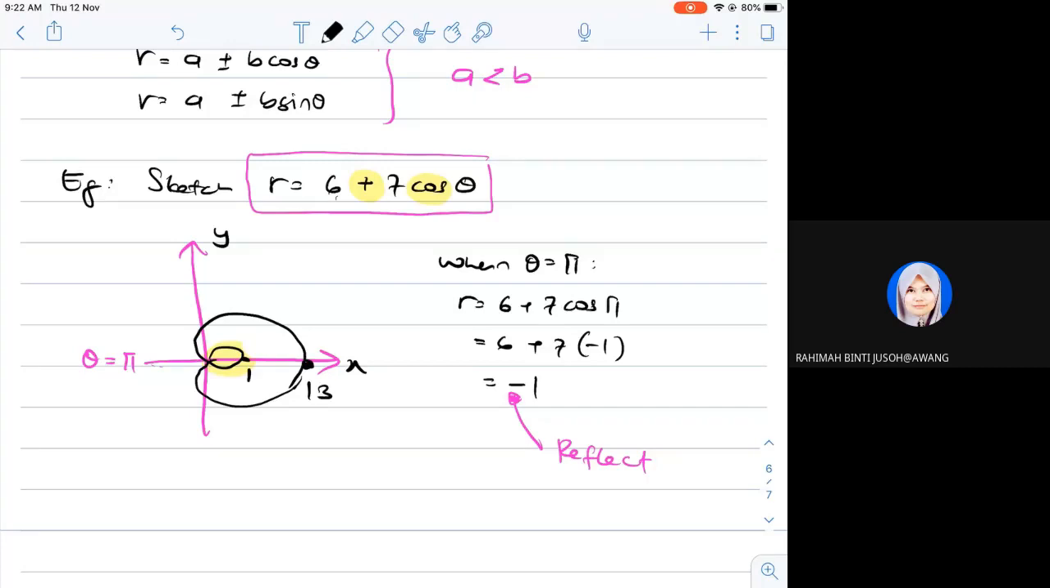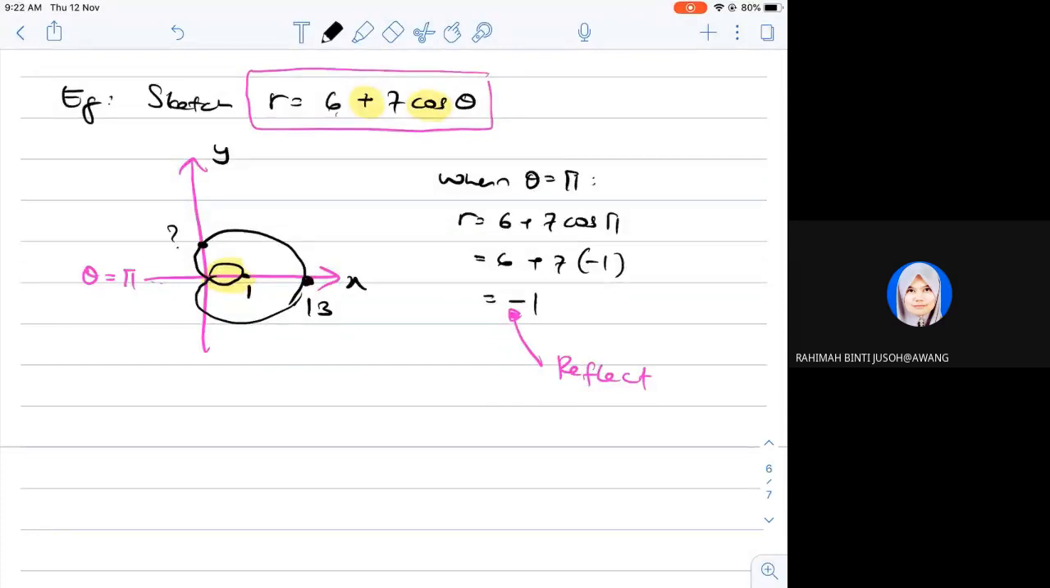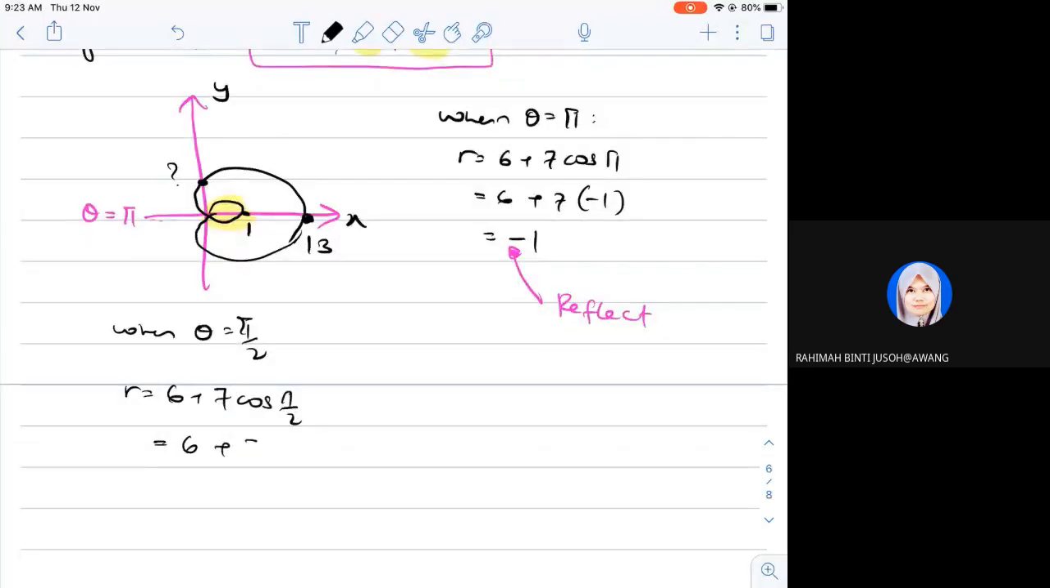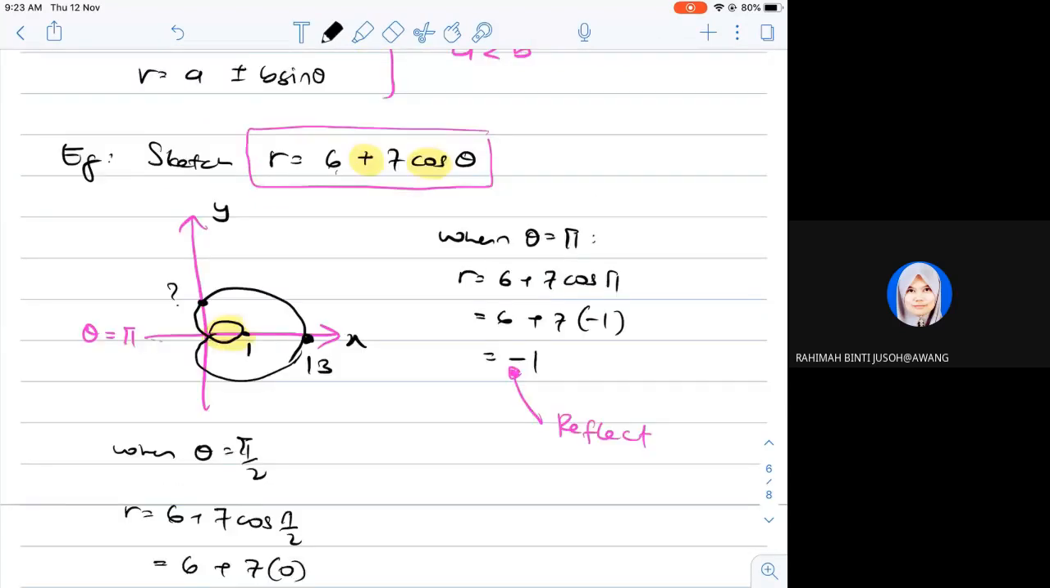Okay. Now, how do we find the value here? What's the coordinate here? How do we find? Macam mana nak cari? How? Substitute theta equals to what? Pi over 2. Yes, when theta equals to pi over 2, we have r equals to 6 plus 7 cos pi over 2. So cos pi over 2 is 0. So 6 plus 7 times 0, we get 6. That's why the value here should be 6. Of course, kalau 6 atas, bawah ni mestilah negative 6. Okay? Dia mesti sama. Dia symmetric about x-axis.